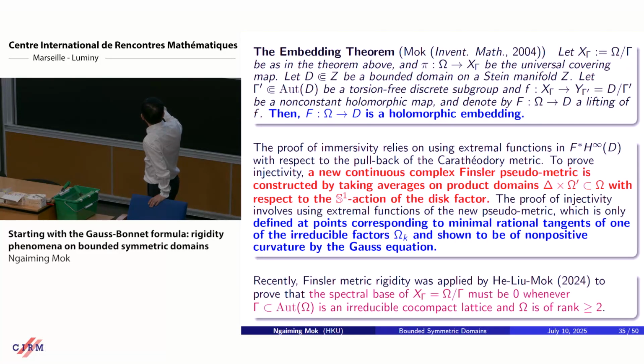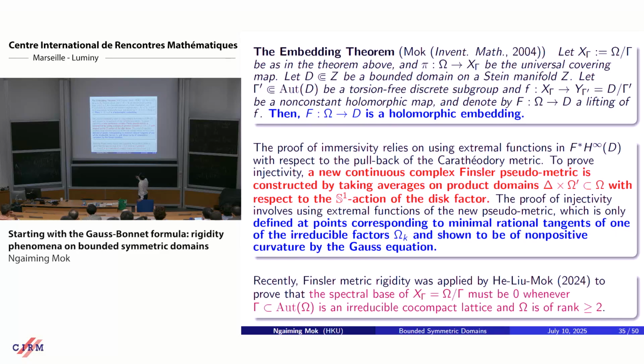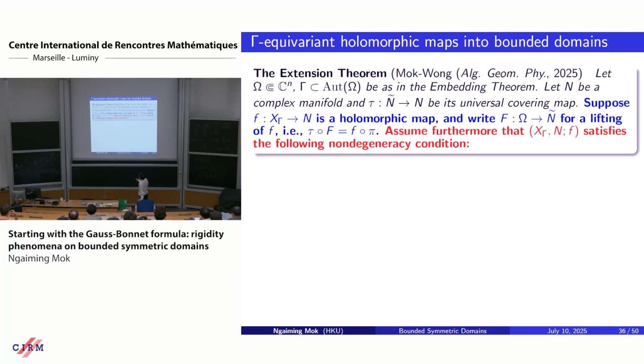in this last article, I worked with He and Liu, and He Xiji, where we proved that the spectral base, this has to do with moduli spaces of Higgs bundles and so on, vanishes in the case of omega mod gamma. I want to just make the statement about one theorem.